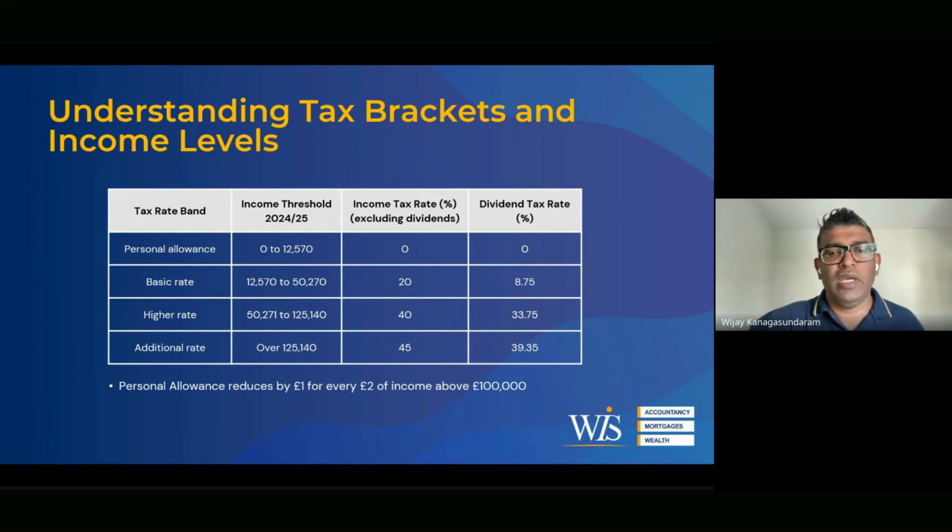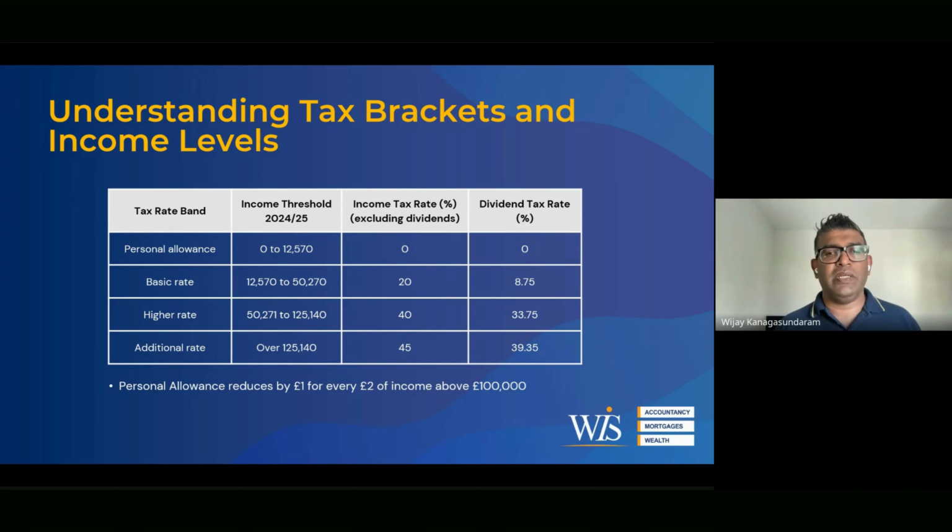Obviously, that will change if your income goes above 100,000. So for every £2 you earn above 100,000, you will lose £1 of your personal allowance. So if somebody earns 120,000, the personal allowance will be only 2,570, because the 20,000 they earned above 100,000 will reduce their personal allowance by 10,000. So that's very important to remember.